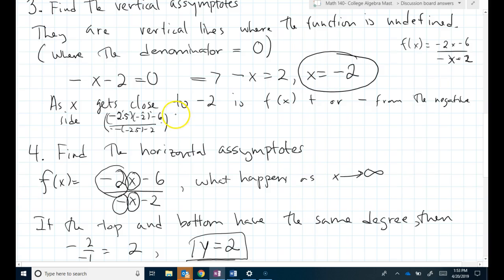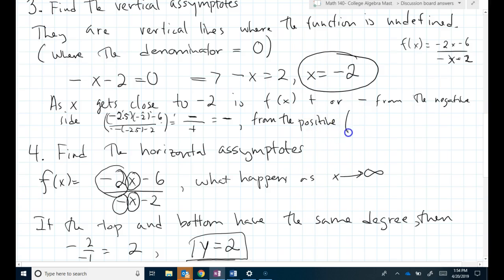So when I do that, the top part is going to be a negative, and the bottom part is going to be positive, which is going to give me an overall negative. So going towards negative 2 from the negative side is going to end up being negative. What about from the positive? So let's select, in this case, number 4. From the positive, and I'll show you why we do this in just a moment.